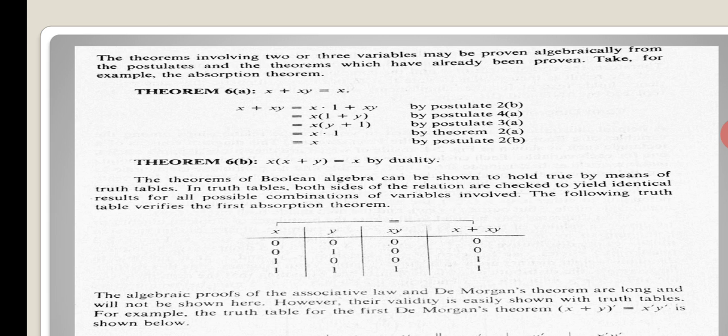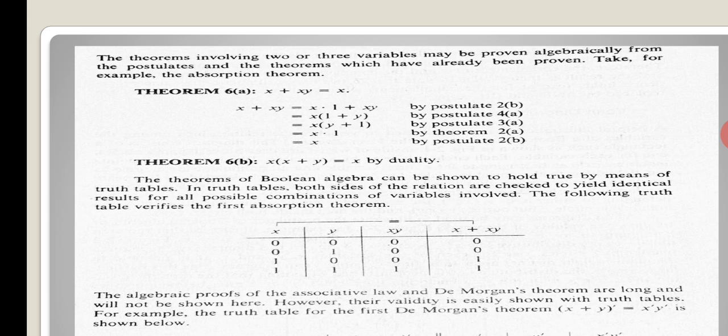So whenever you have such kind of problems, or if the question is like prove theorem 6a, or prove x plus xy equal to x, you should remember all the postulates. That is the reason why I said it is better you take down the postulates somewhere. Now by using the theorem 2a, you are going to get the value as x dot 1. Now ultimately x dot 1 is nothing but x, by considering the postulate 2b.